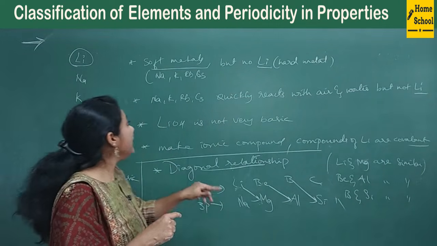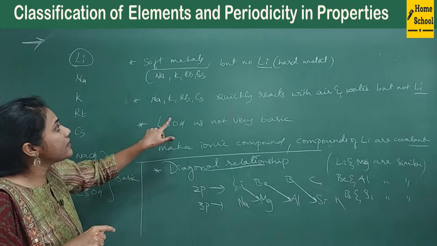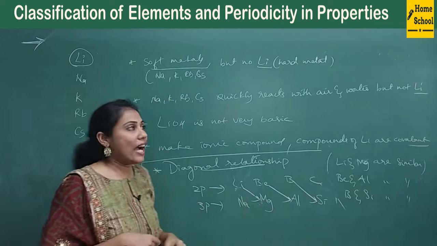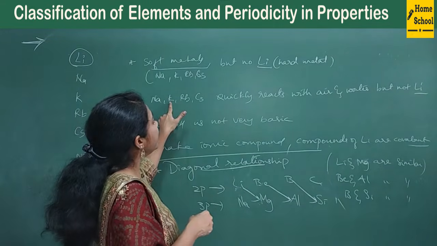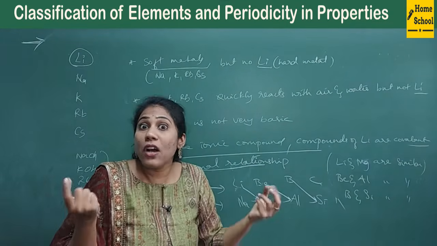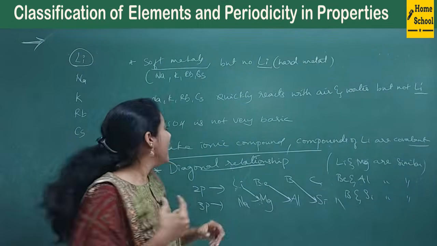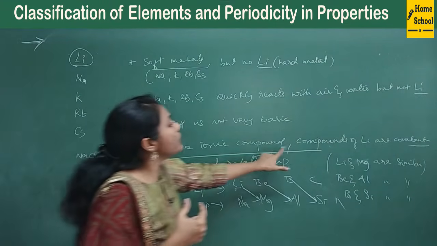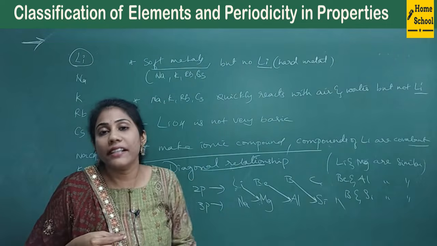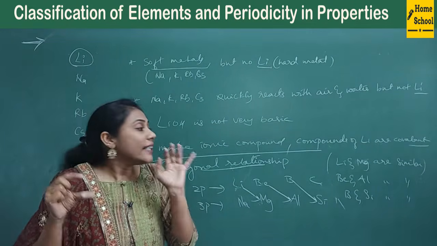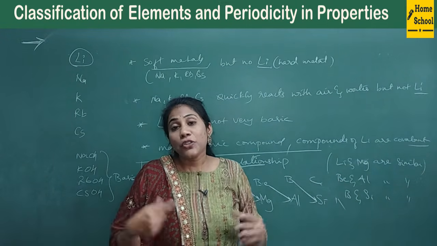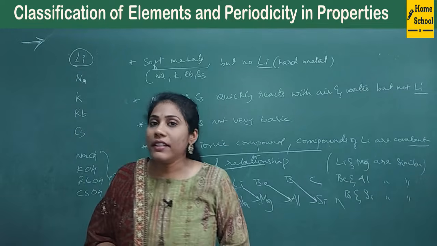For example, I told you lithium is a hard metal. Similarly, magnesium is also quite hard. I said lithium doesn't easily react with air and water. So magnesium also does not easily react with air. And I said lithium compounds are covalent in nature. Magnesium compounds are also quite covalent in nature. So somehow the characters of lithium and magnesium will match with each other. So this is what we mean by diagonal relationship.